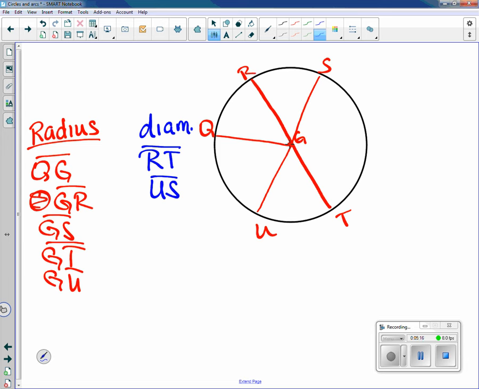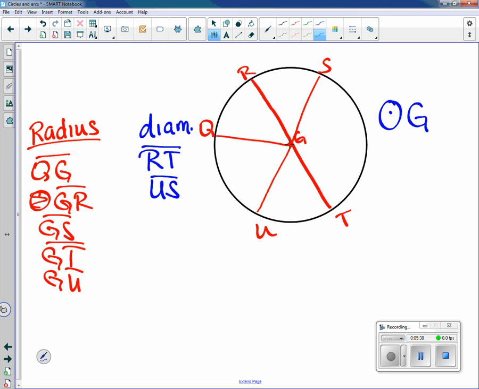All right? Now, name the circle. How do we name the circle? By its center. What is its center? G. So this would be circle G.